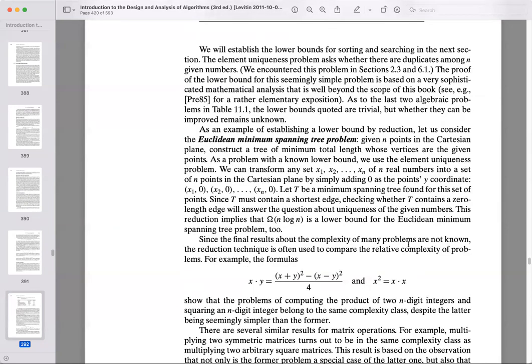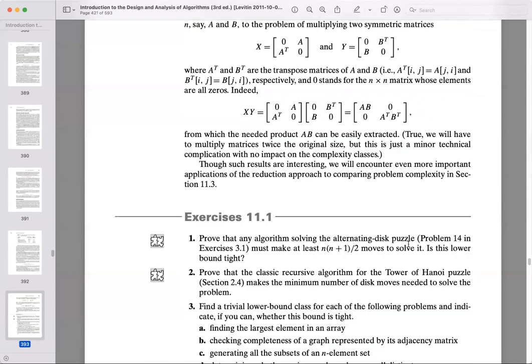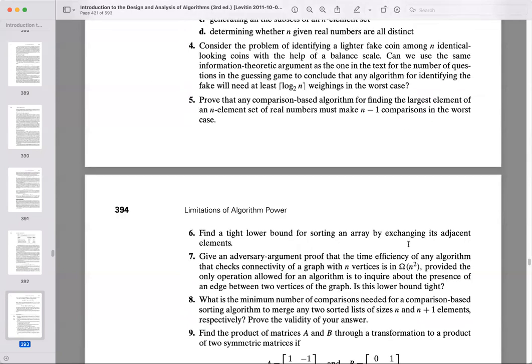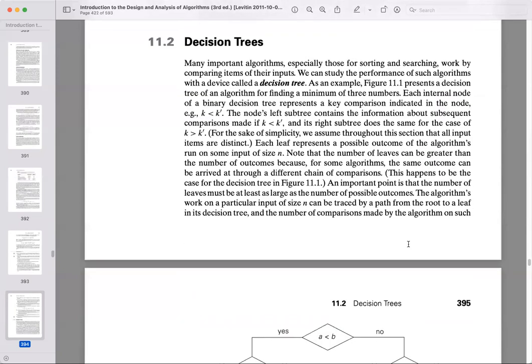So they give an example of what this looks like. And again, this is more math than I'm going to give you, but you can look through that just to have an idea of how we're mapping one problem to the other. It looks way too much like proofs, which make me happy, but probably do not make you happy. So then we have this idea of decision trees.